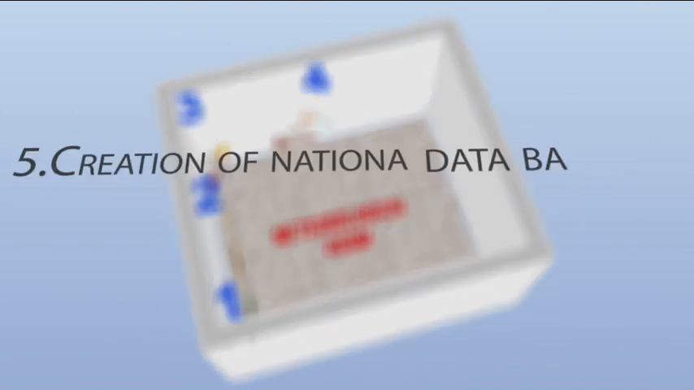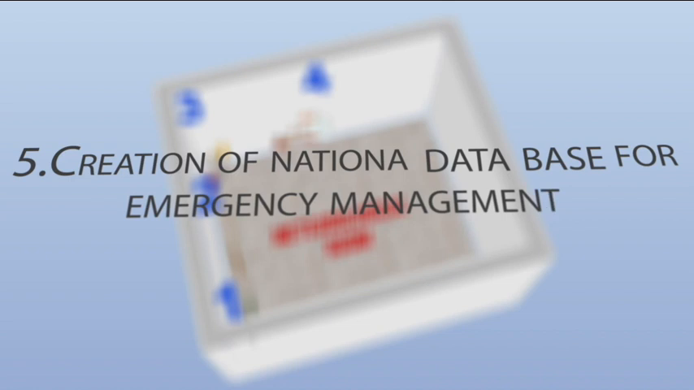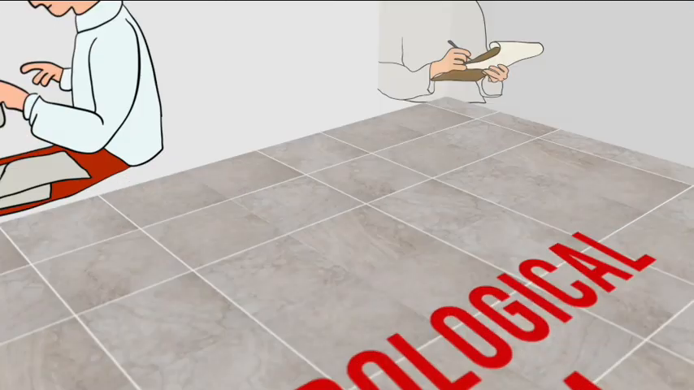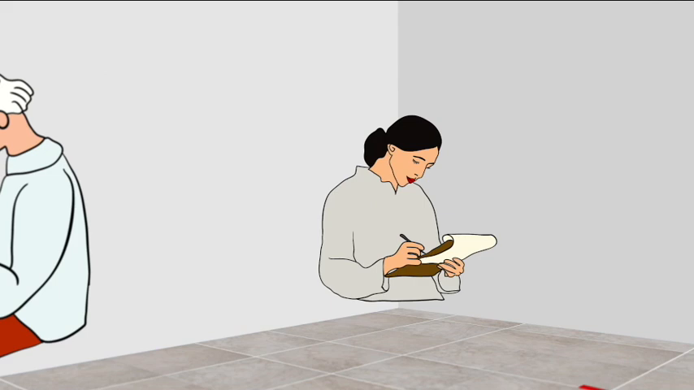The fifth point is creation of national database for emergency management. The keyword is database. Visualize at point number 5, that is the right side farthermost corner, there is one scientist noting down the results of the experiments in a book.